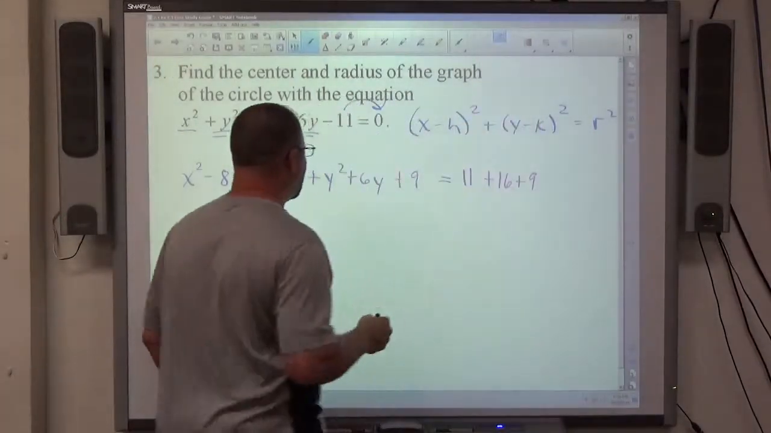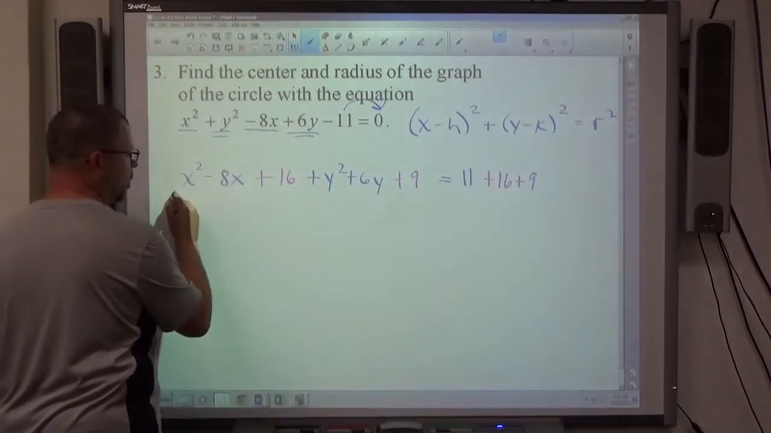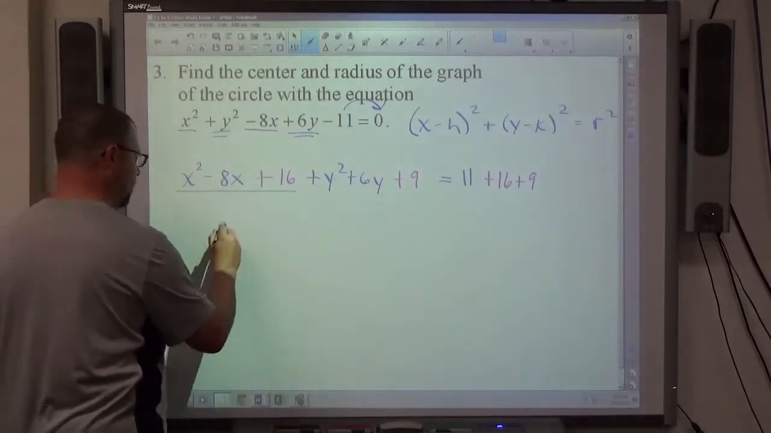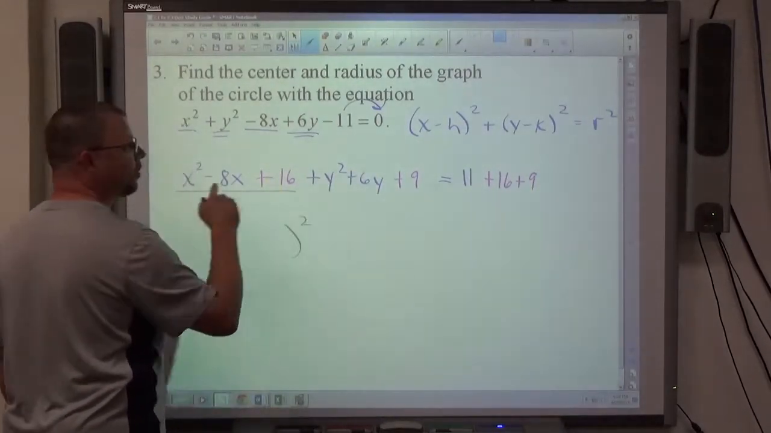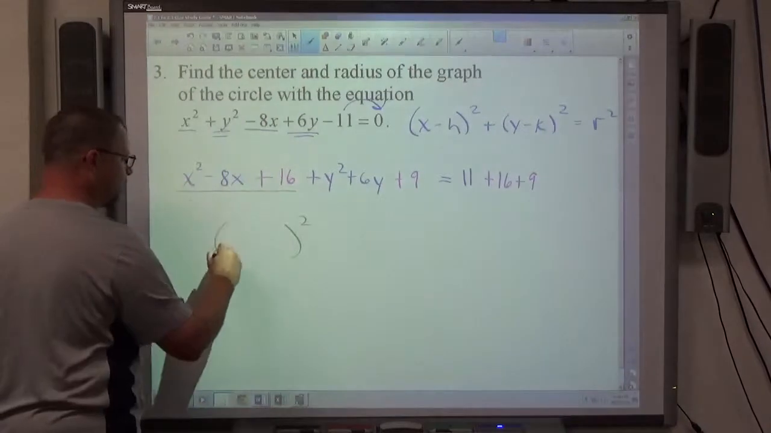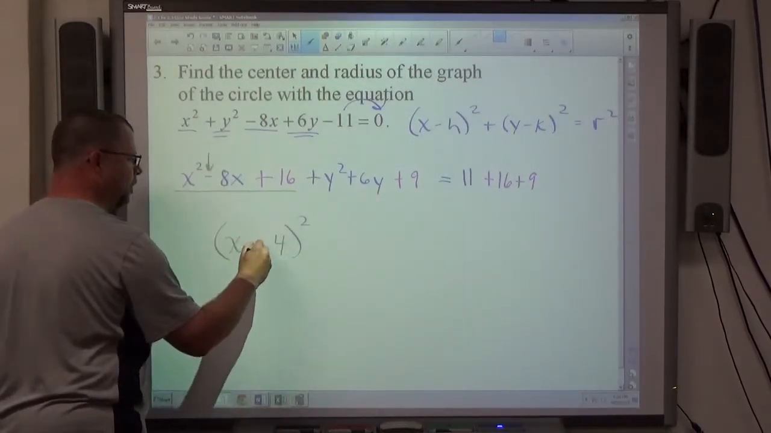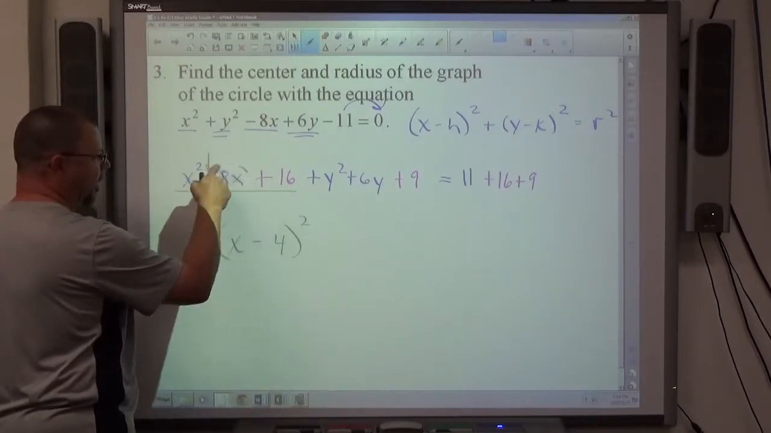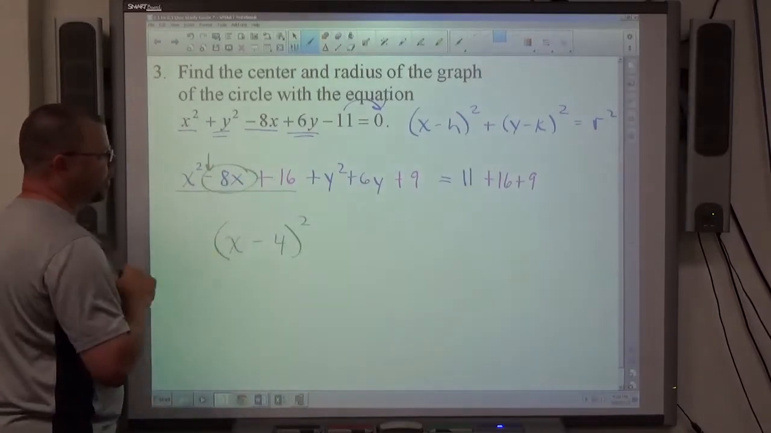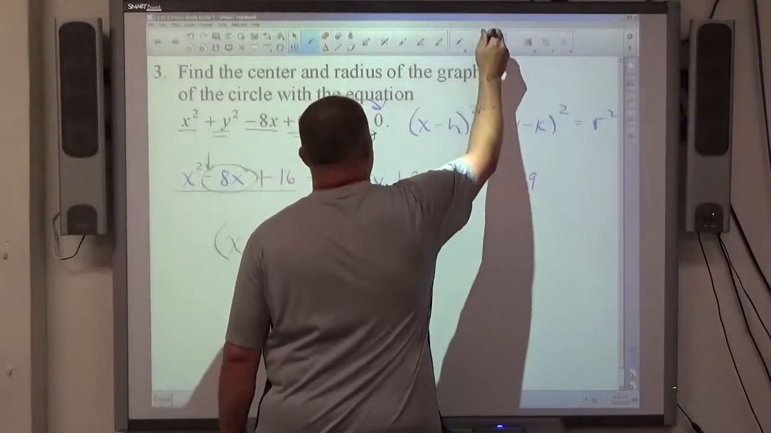The purpose of that is now I've got a perfect square trinomial. So I've got my perfect square trinomial here. I get my parentheses square that I'm looking for. The square root of x squared is x. The square root of 16 is 4. This is a minus sign, so I put a minus sign. Whatever's in front of x, that's what sign goes in there. Then I'm going to put a plus.